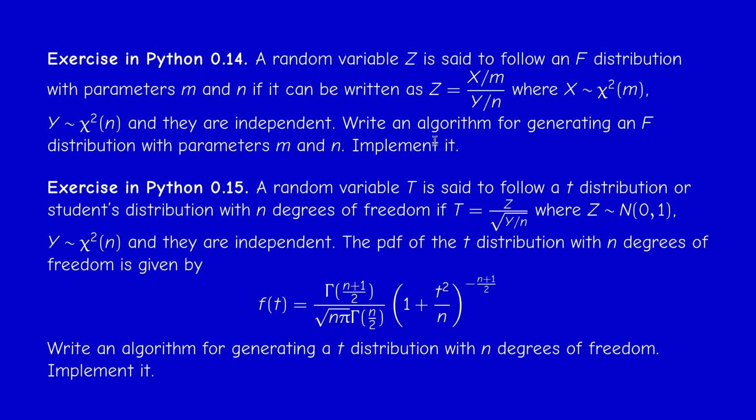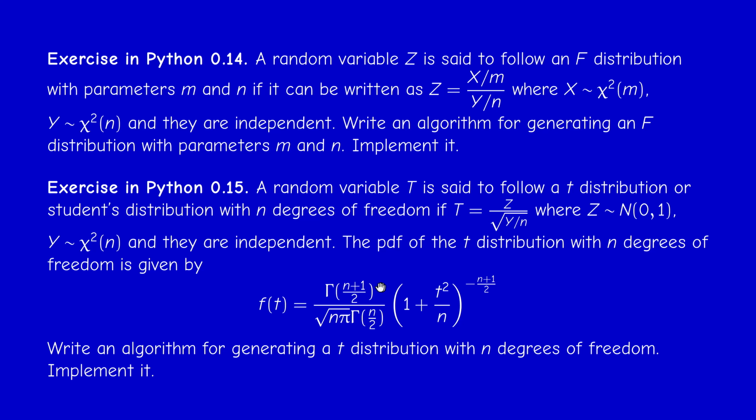And the last distribution related to the normal is known as the T distribution, or Student's distribution, or Student's T distribution, same thing, with n degrees of freedom. It's the ratio of a standard normal over the square root of a chi-squared random variable divided by its degrees of freedom. This is known as the T distribution. And we have a formula for the PDF of the T distribution. It's given by this formula.